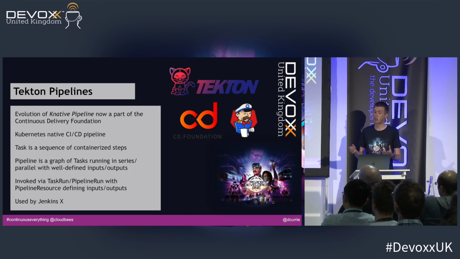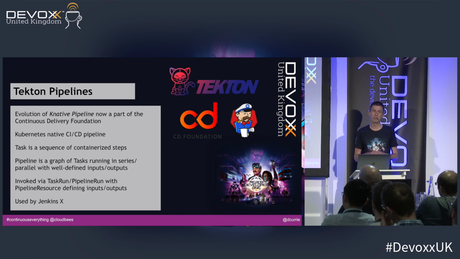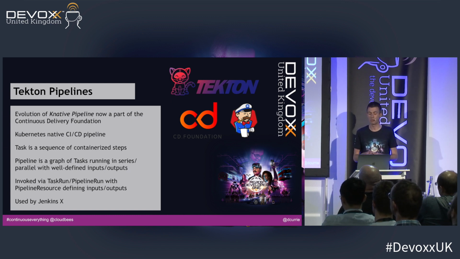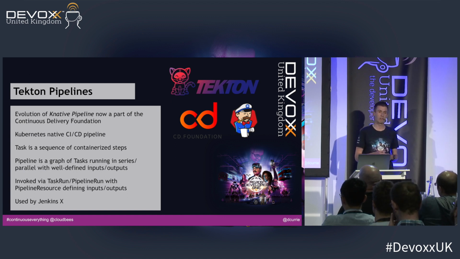Knative Pipeline, I mean, it really hadn't got off the ground at the point at which I wrote the abstract, but a lot has happened in the 6 months since then. One of the things that happened is it's moved out of the Knative project into a separate project called Tekton, and that Tekton project is now part of something called the Continuous Delivery Foundation. So the Continuous Delivery Foundation is now also the home to Jenkins, Jenkins-X, and Spinnaker.